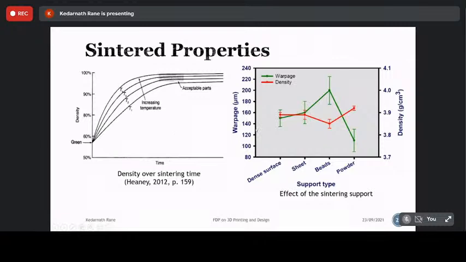When you consider the apparent characteristics of the parts, warpage in the part is observed when you consider different bed characteristics of the part with different support systems. Density is always high when you consider beads, but again, dense surfaces on the surface characteristics are always favorable because of the process itself.